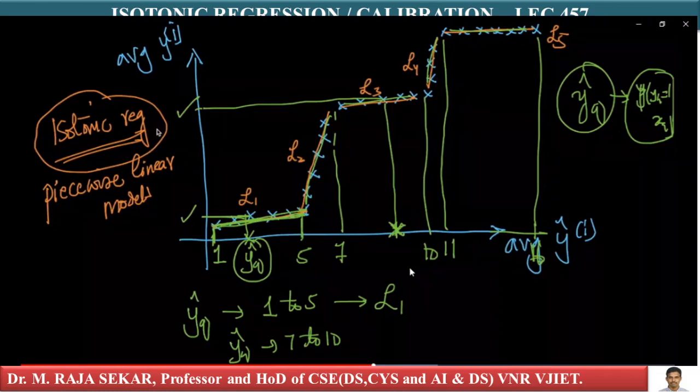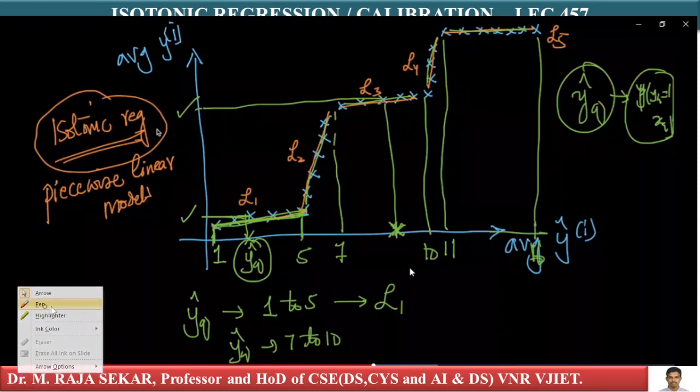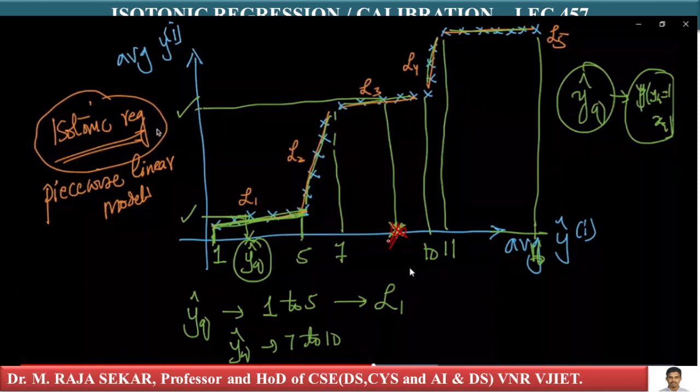Similarly, if Yq hat lies between 7 and 10, let's assume it lies here, then which equation do I have to use? I must use line 3, isn't it? I must use line 3 to find the corresponding probability value.